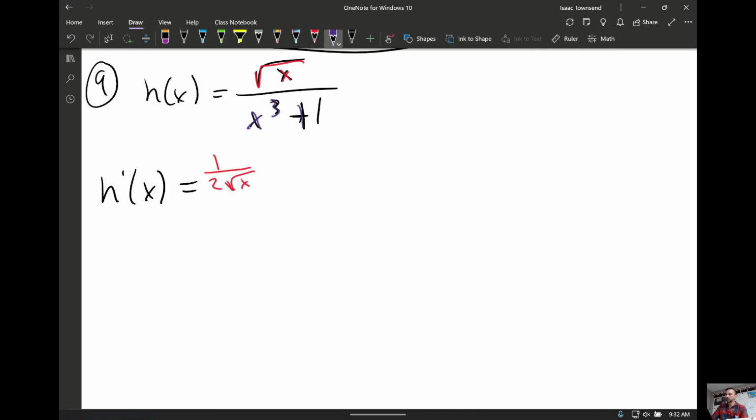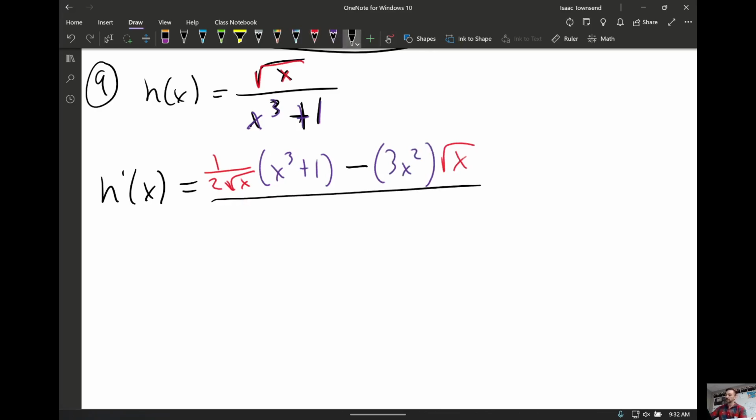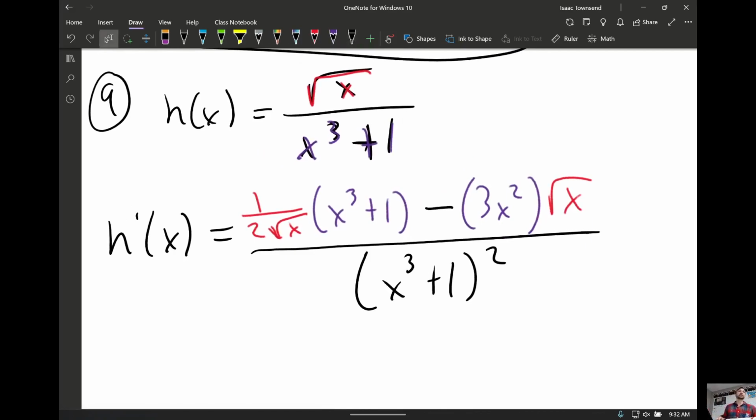Times the denominator left alone, minus, and then the derivative of the denominator times the numerator left alone. And I know you don't think you need the denominator for a while, but if you don't write over the denominator squared, you're going to forget to put it there. Okay, so that should be the derivative part. Again, that's my biggest concern today. Are there any questions to get to this step?